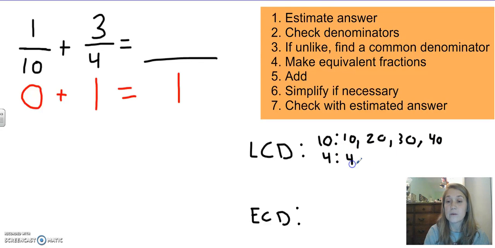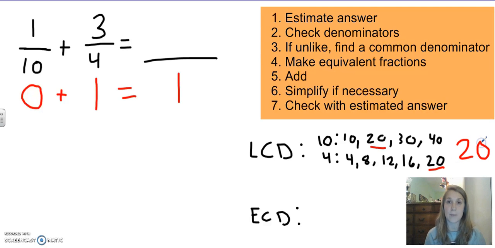4 times 1 is 4. 4 times 2 is 8. 4 times 3 is 12. 4 times 4 is 16, and 4 times 5 is 20. And I stop there because I have found a common denominator. 20 is a multiple of 10 and of 4. So 20 is my least common denominator. So that's going to be the denominator I use to go to step number 4 and make equivalent fractions. Let's rewrite our problem vertically. 1/10 plus 3/4.